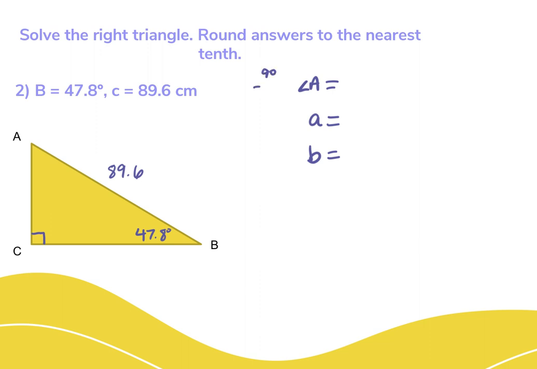For angle A, I'm going to do 90 minus 47.8, which is 42.2.